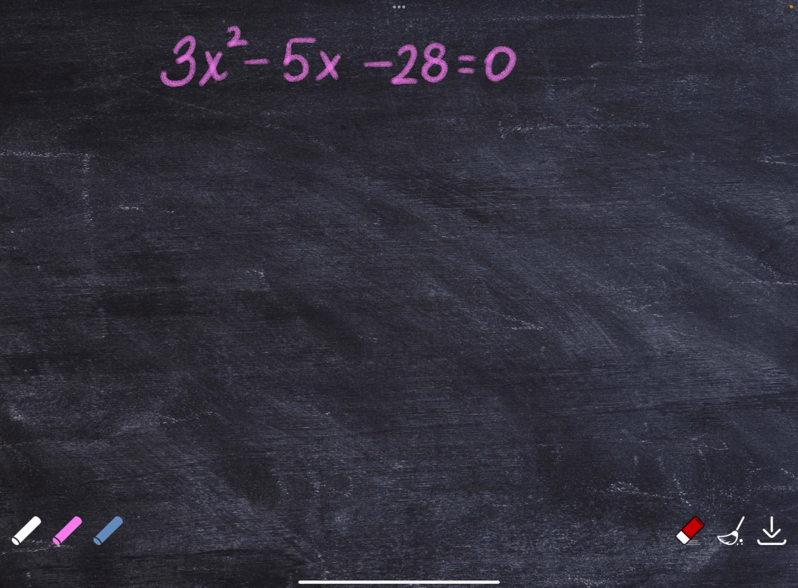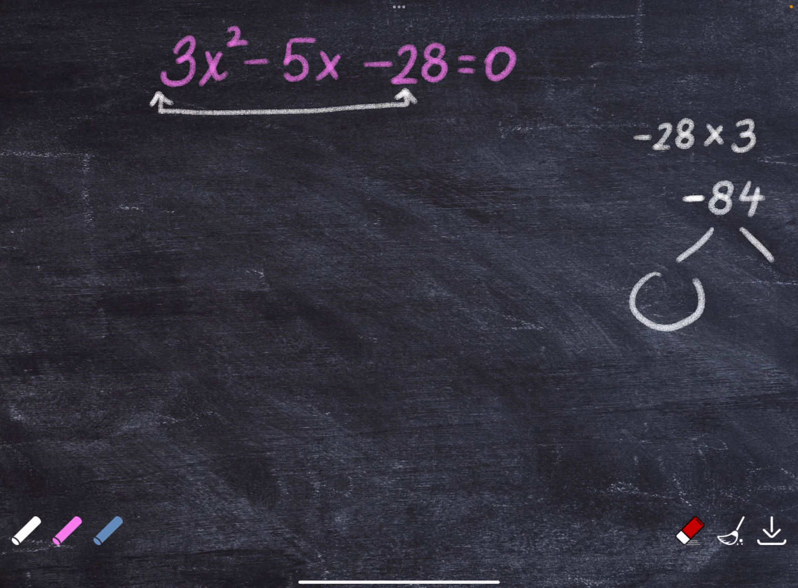And we are trying to break it down into its two pieces so that we can find out the values of x from there. So remember, we always multiply the first and last number in factoring. I multiplied negative 28 times 3, and I get negative 84. I'm thinking of two numbers which when multiplied give me negative 84, but which when added should give me the middle term, negative 5.